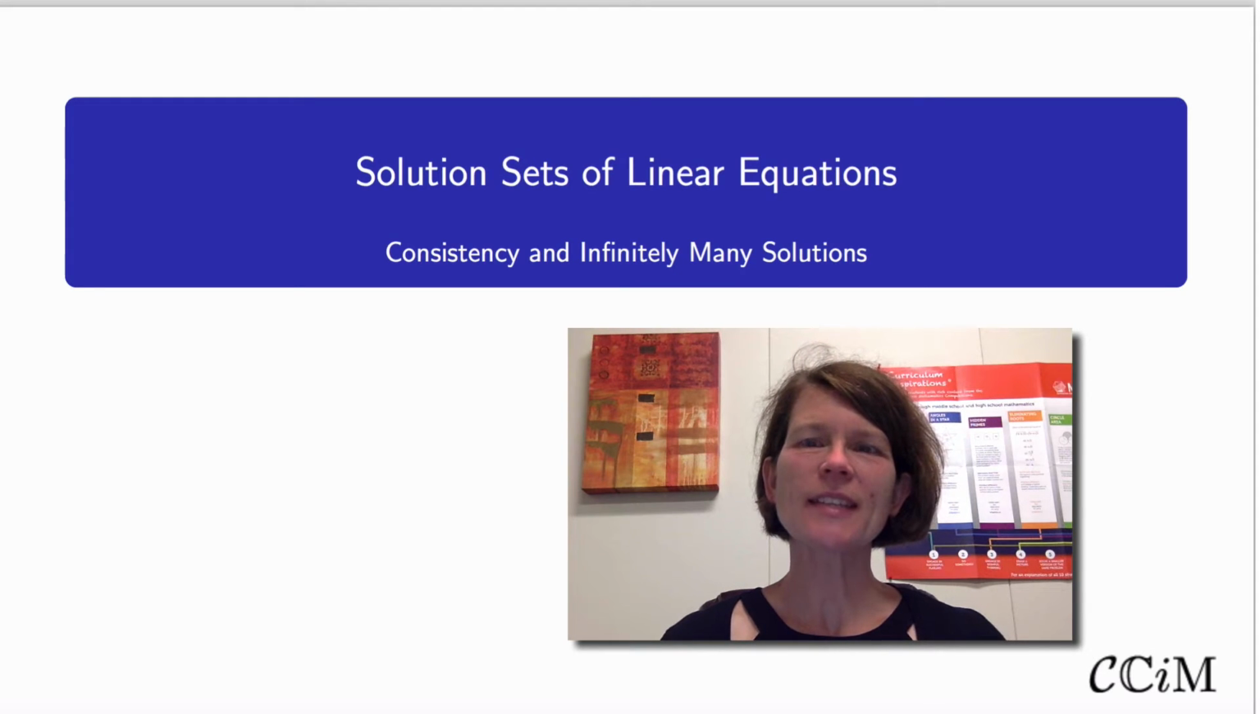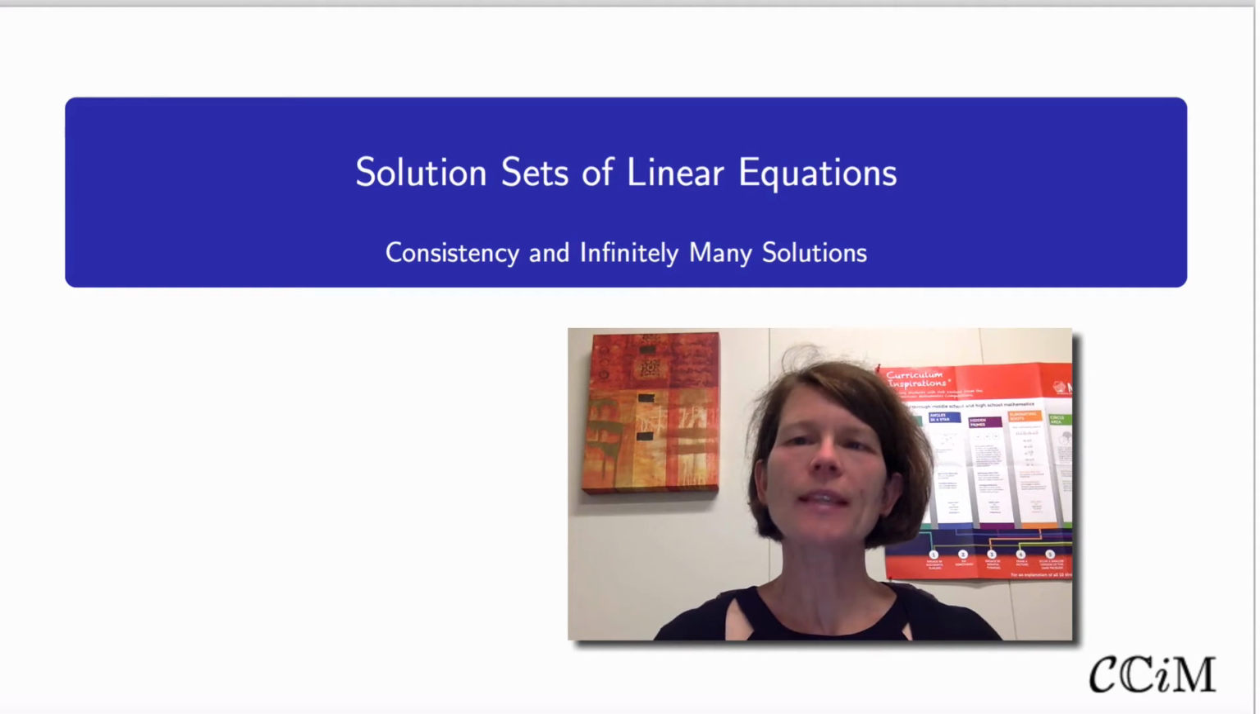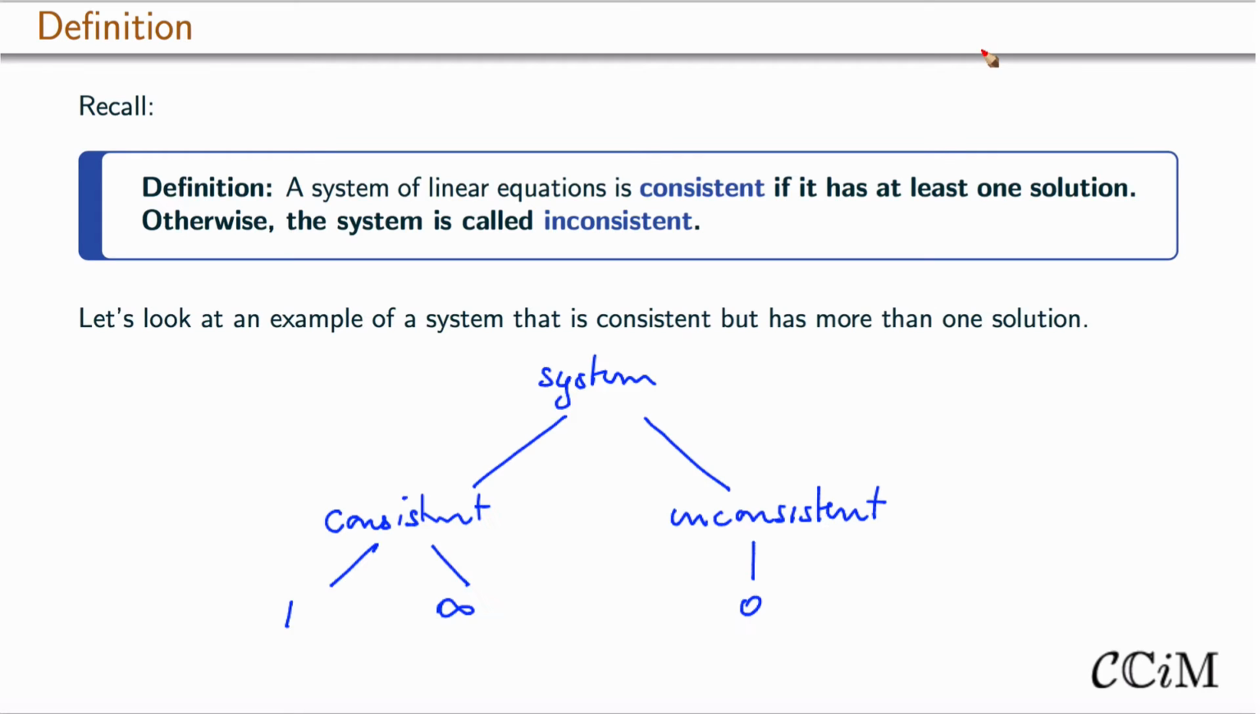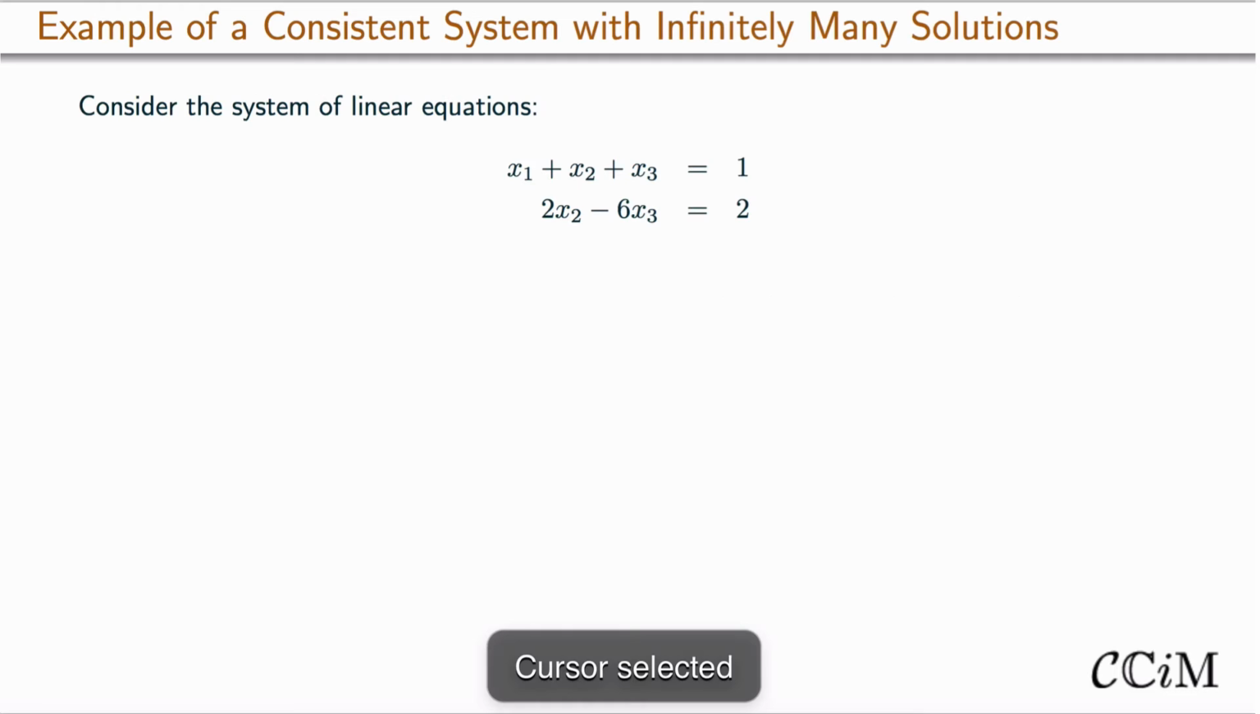Let's continue our investigation of solution sets of linear equations. This time we'll focus on consistent systems with infinitely many solutions. Recall that a system of linear equations is consistent if it has at least one solution, and otherwise inconsistent. So in this video we'll be looking at this case right here. Let's look at an example.